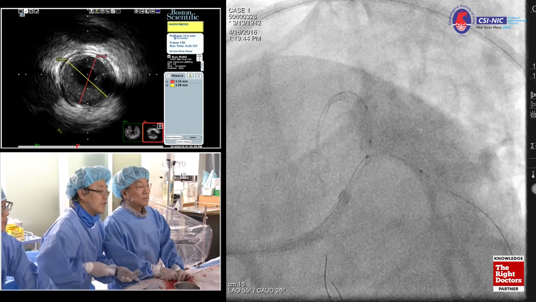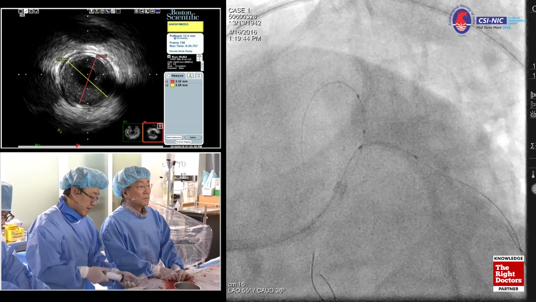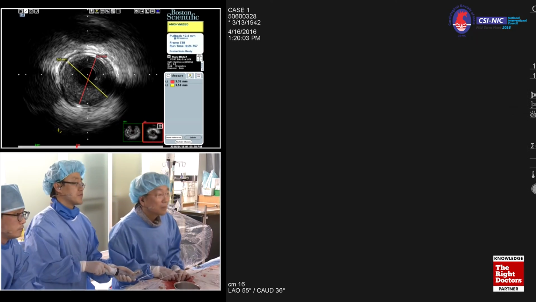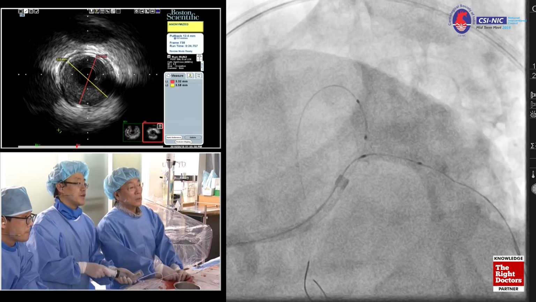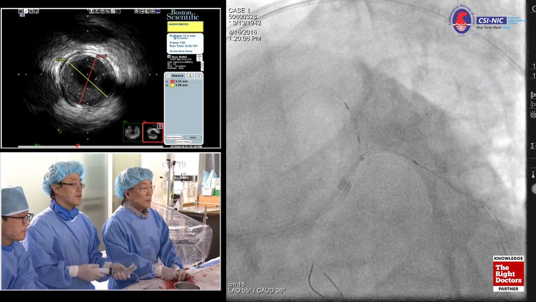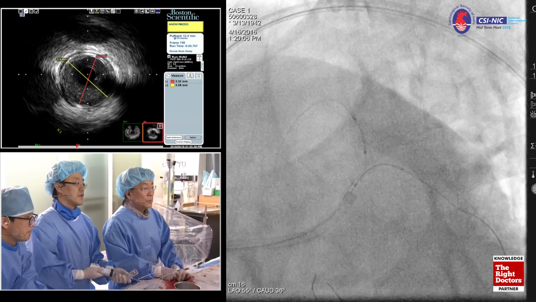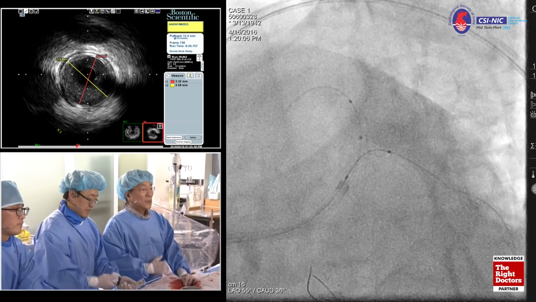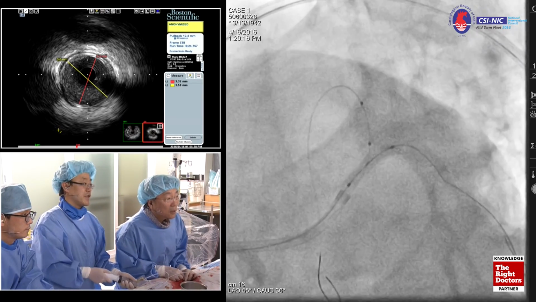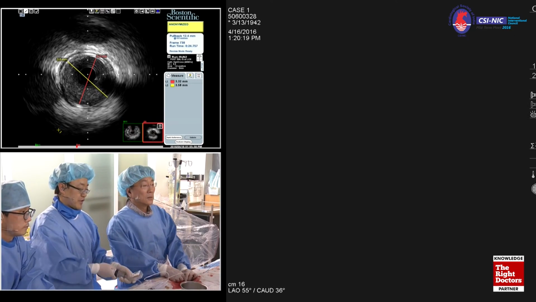All right, inflate. Nominal 10. Just nominal 10. Okay, good. 10 is nominal. Deflate. Why not pull the balloon out? 10, 12, 14, 16. Okay. Deflate.